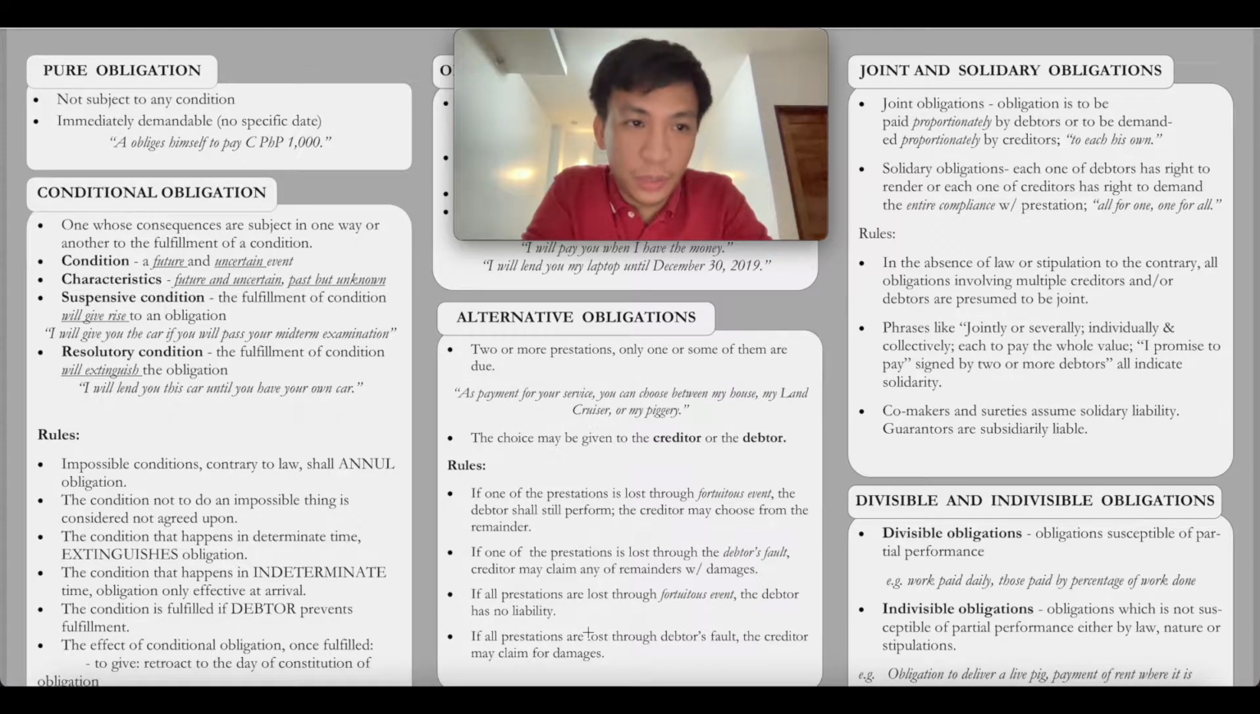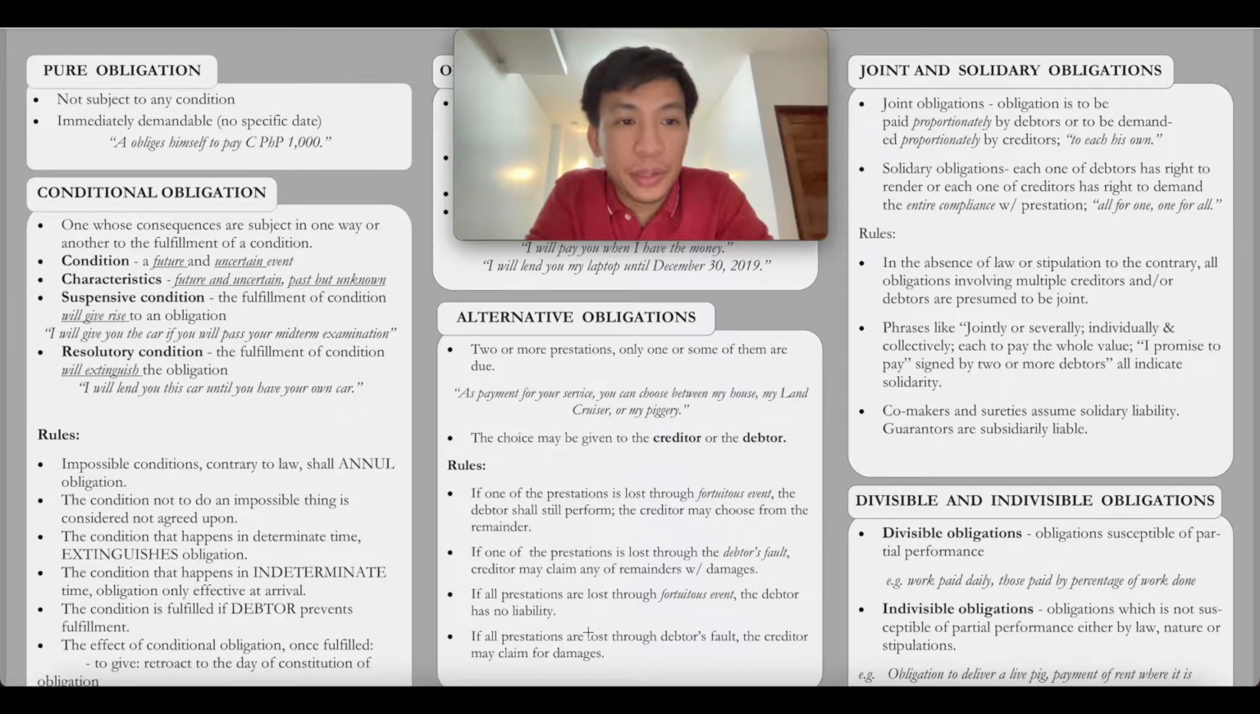So, for today, we will be discussing the different kinds of obligations, just like what I said. And let's start with pure obligation. So, what are pure obligations? Kumbaga, these are obligations that are pure. But what makes an obligation pure? It is pure if it is not subject to any condition.